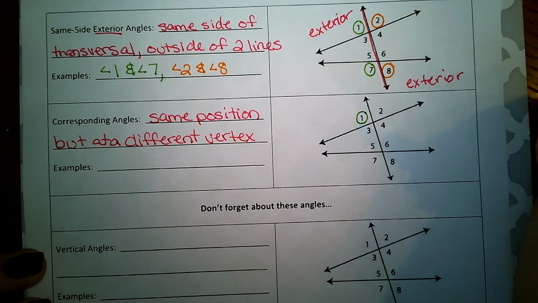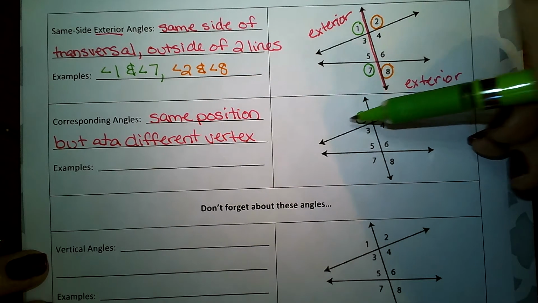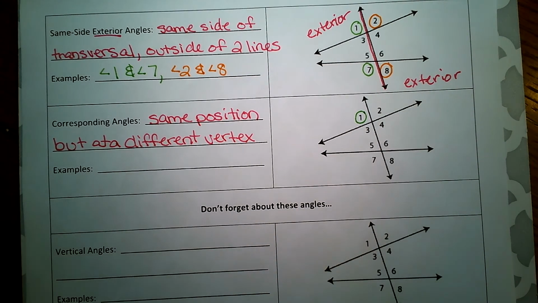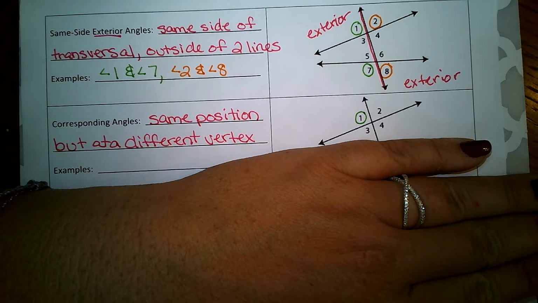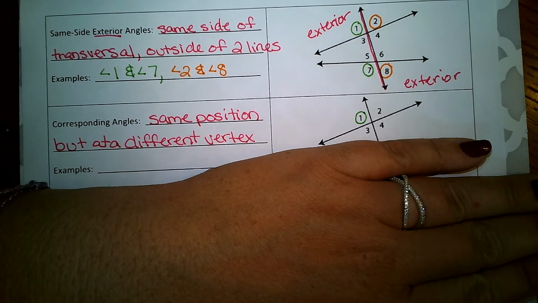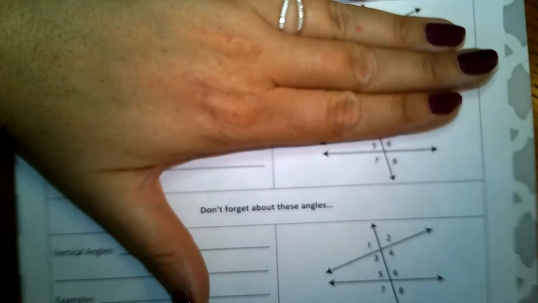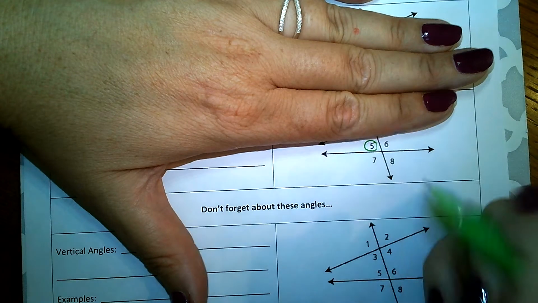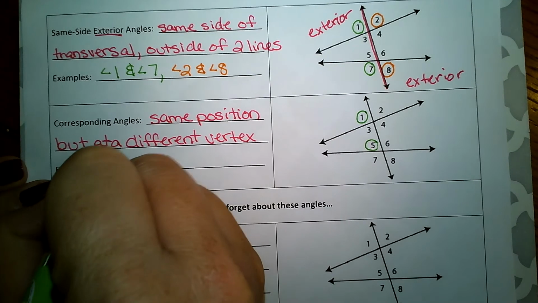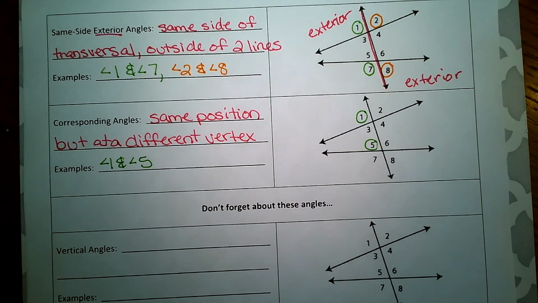I've got angle 1. I would describe angle 1 as being on the top left of this intersection. If I cover up the bottom intersection, I'm just looking at angles 1, 2, 3, 4, then angle 1 is on the top left. So if I'm trying to find its corresponding angle at this second intersection, I'd be looking for the angle sitting in the top left position, which would be angle 5. So angle 1 and angle 5 are an example of corresponding angles. Same position, but at a different vertex.